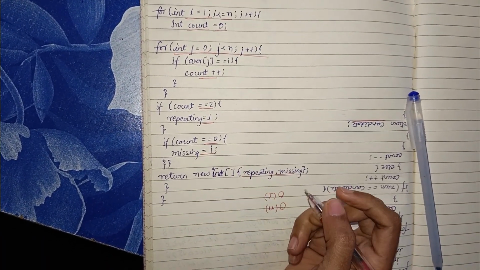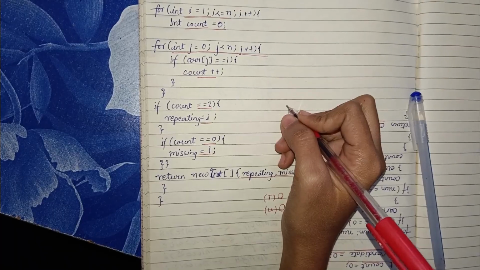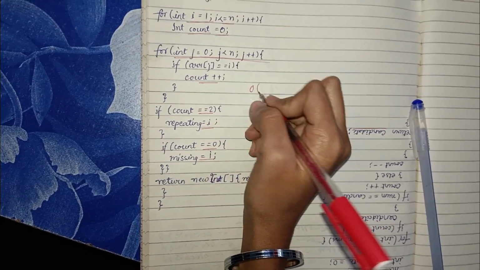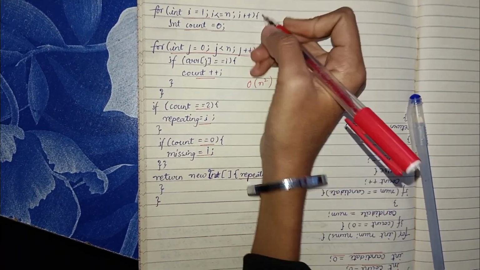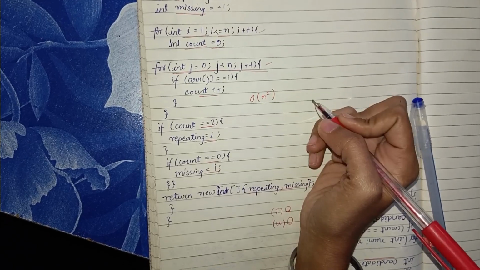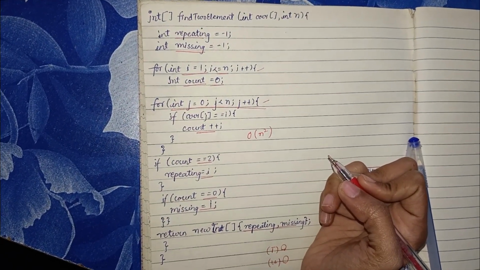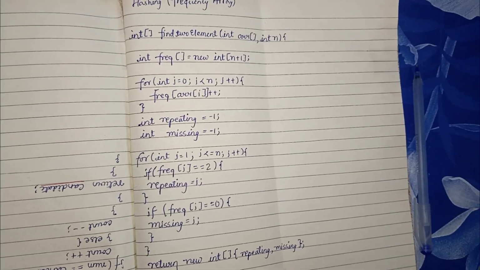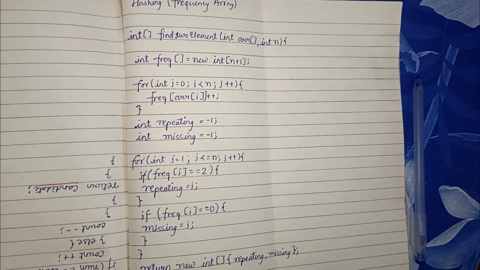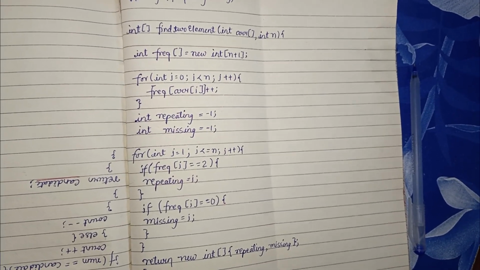This approach has big O of n square time complexity because here we are using two loops. Therefore, this is not an optimized solution for this problem. We create a frequency array of size n plus 1.